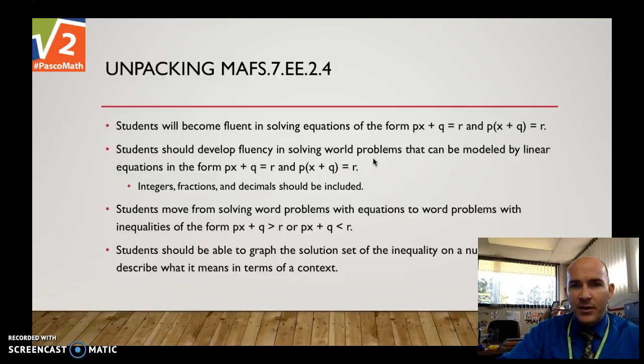Students move from solving word problems with equations to word problems with inequalities of the form px plus q is greater than r and px plus q is less than r. And they need to be able to graph the solution set of the inequality on the number line and describe what it means in its context.